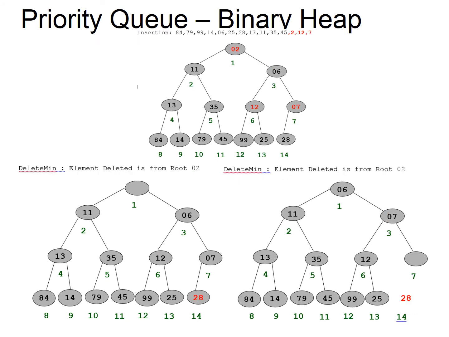Okay, now I will leave it to your imagination. So after the insertion of 28, let us assume I am going to insert 13, 11, 35, 45, 2, 12 and 7. So you try it by yourself. You can see the final output diagram will be the first diagram which is in the middle. So that will be your final diagram after all these consecutive insertions.